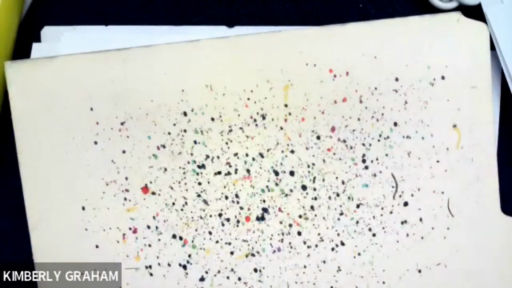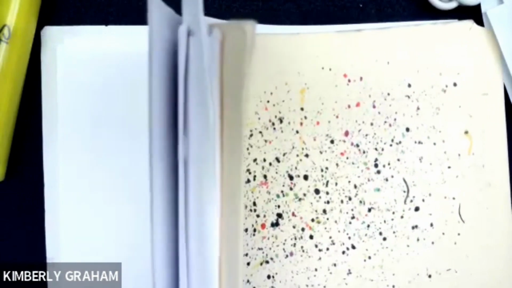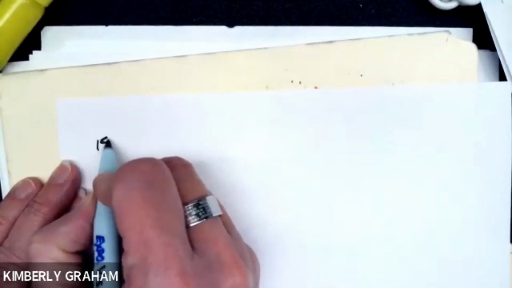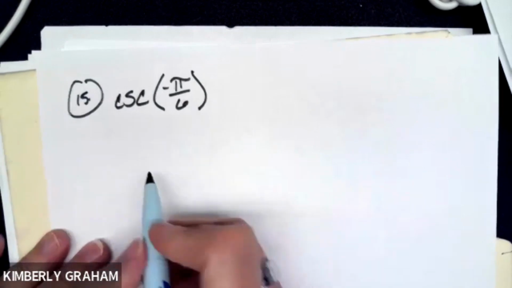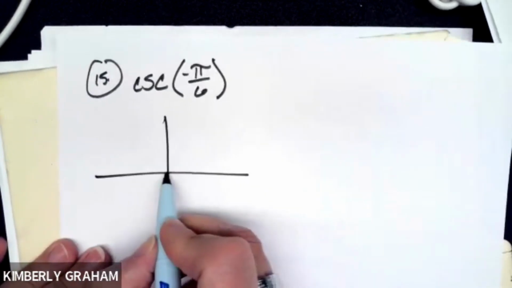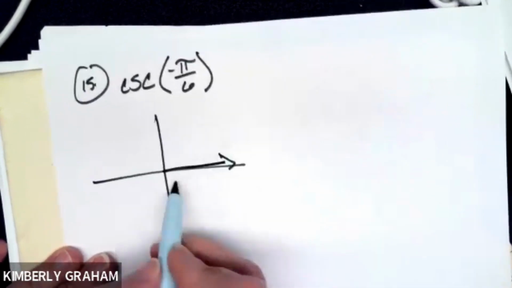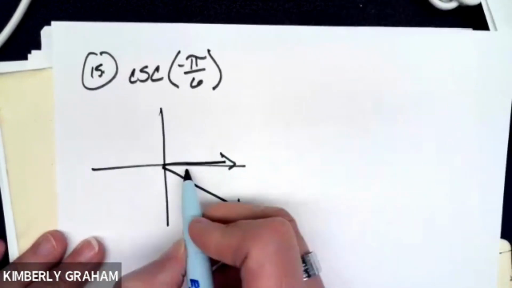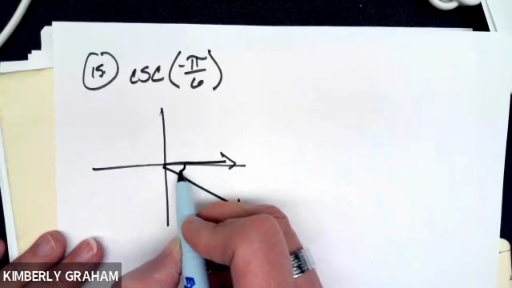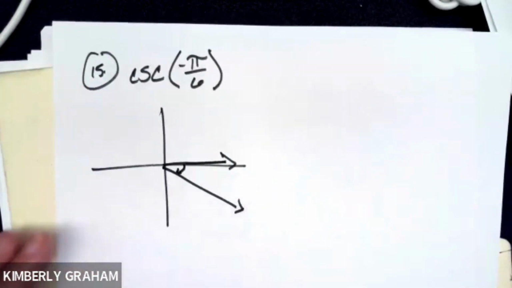Okay. On problem 15, you are asked to find the cosecant of negative pi over 6. All right, I want y'all to try to do that one on your own. I need to take roll while y'all are doing that. First step is to draw in that angle, or sketch this angle, and I think everybody can do that. Right, when you're going clockwise, this is negative pi over 6.